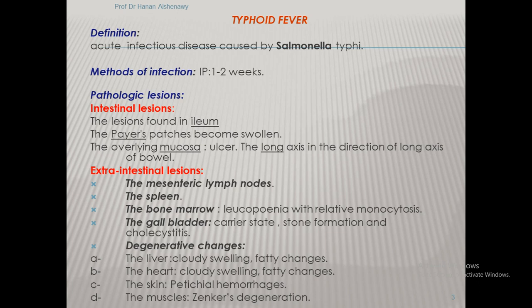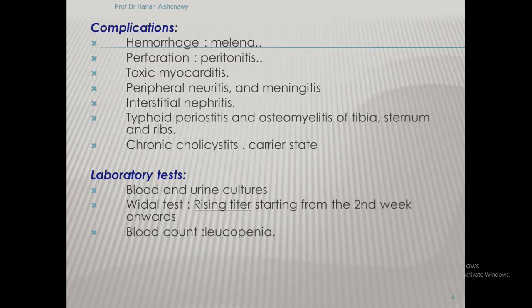The gallbladder will be inflamed, and the bacteria may go and settle in the gallbladder, and this patient becomes a carrier. There are some degenerative changes all over the body. I mean, in the liver, cloudy swelling and fatty change, and you know what the meaning of this is. Cloudy swelling in the heart, some hemorrhages, particularly very small hemorrhages in the skin, and muscle degeneration.